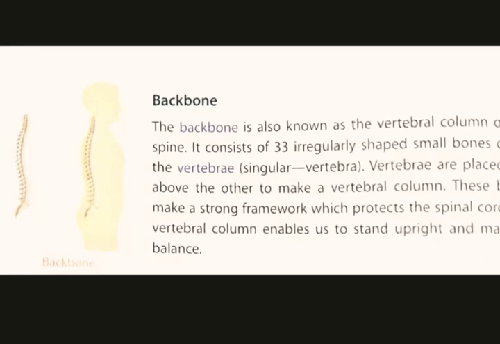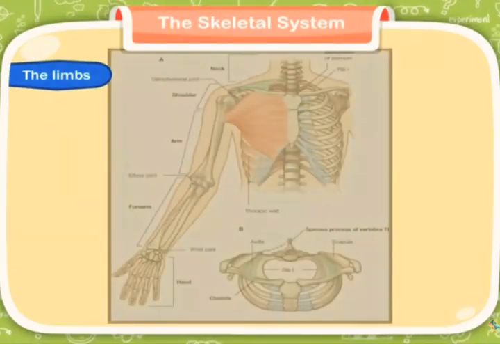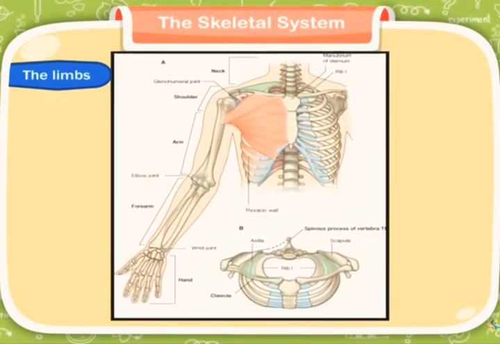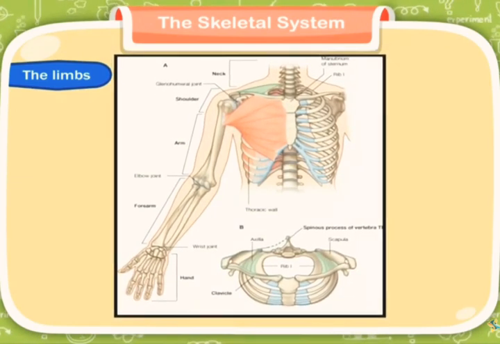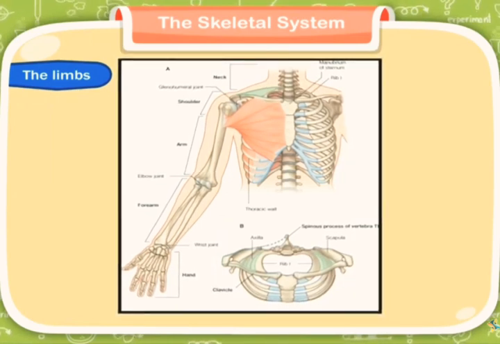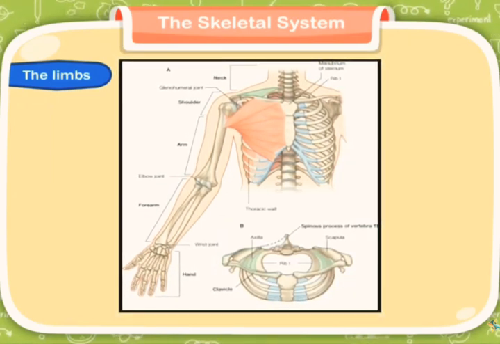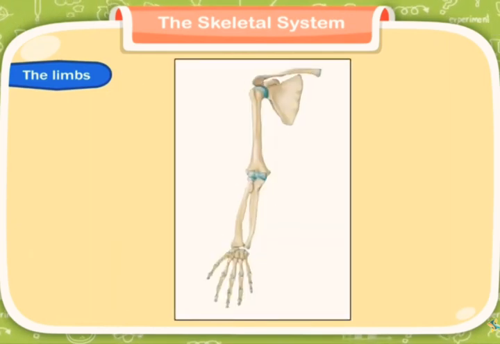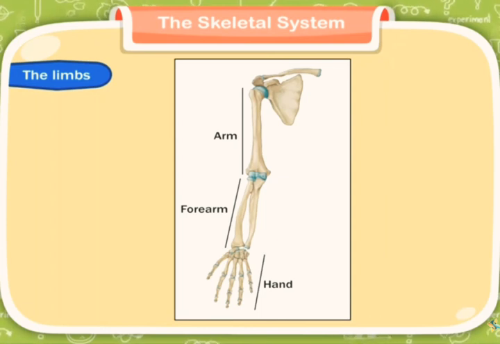Let's see next. The limbs. Our arms are the upper limbs, attached to the spine by means of the shoulder girdle made up of the shoulder blades and collar bones. It consists of three parts: the arm, the forearm, and the hand. The arm is the region between the shoulder and elbow. It consists of a single long bone called the humerus.